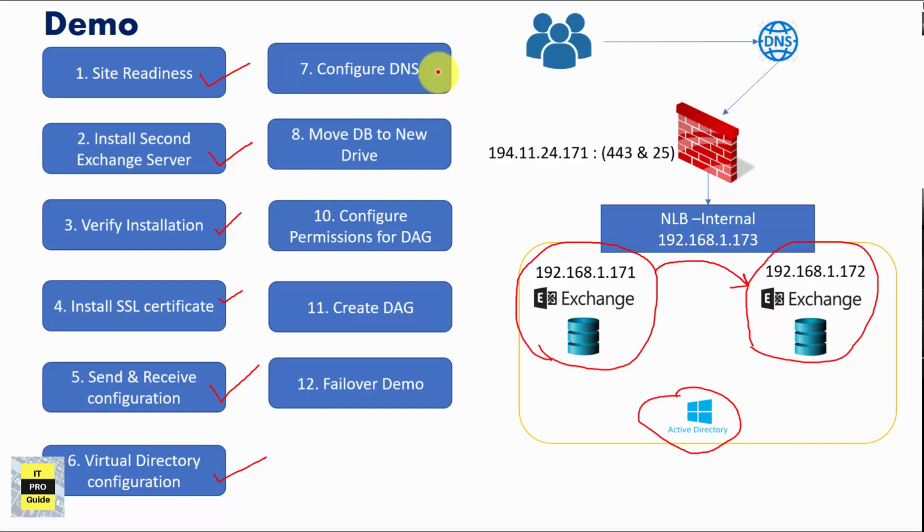Then, as we explained, we need a single worldwide namespace. So for that, we need to configure DNS, and then we will be adding the IP address of the second Exchange server to the DNS record. Then we need to move the database to a new drive.